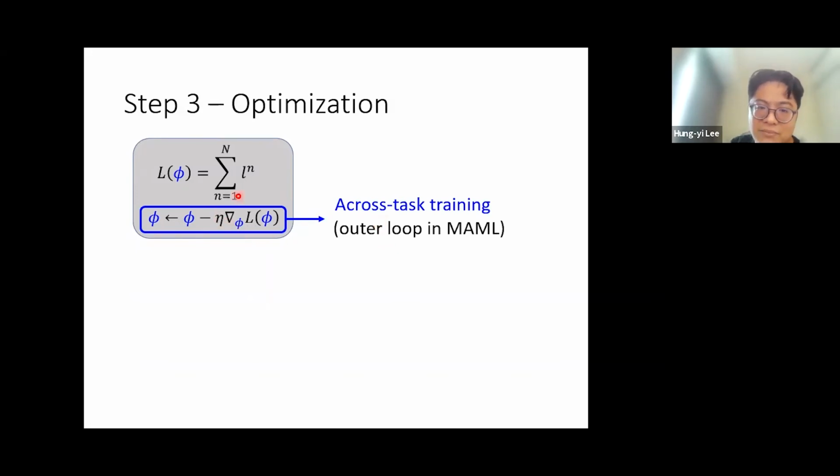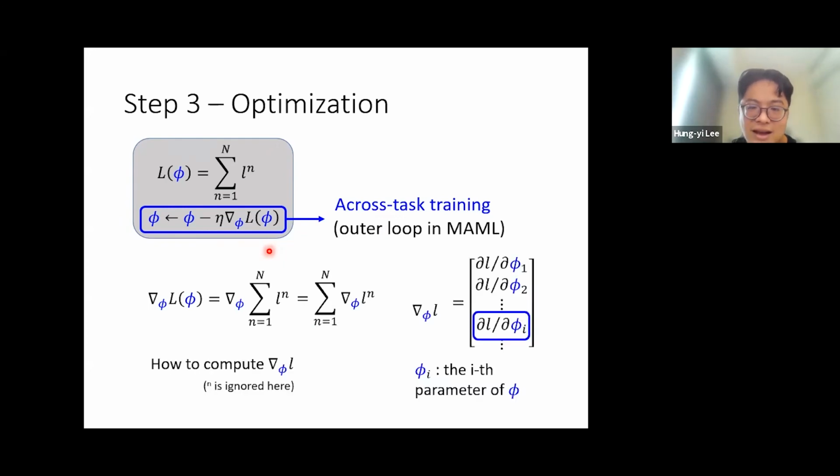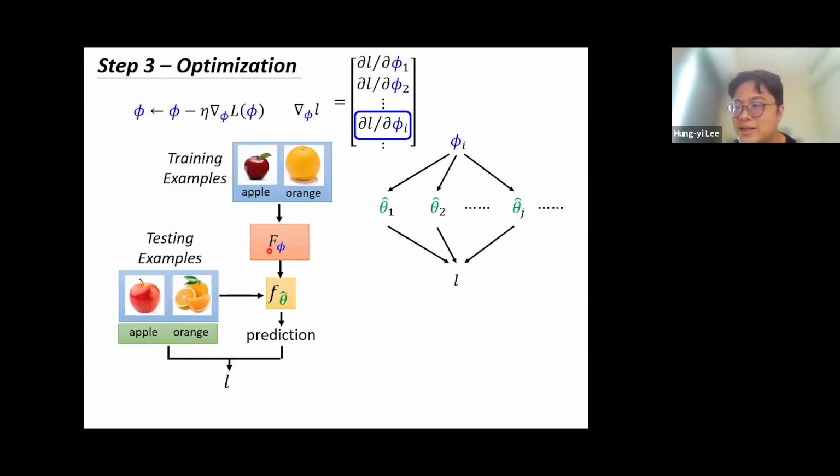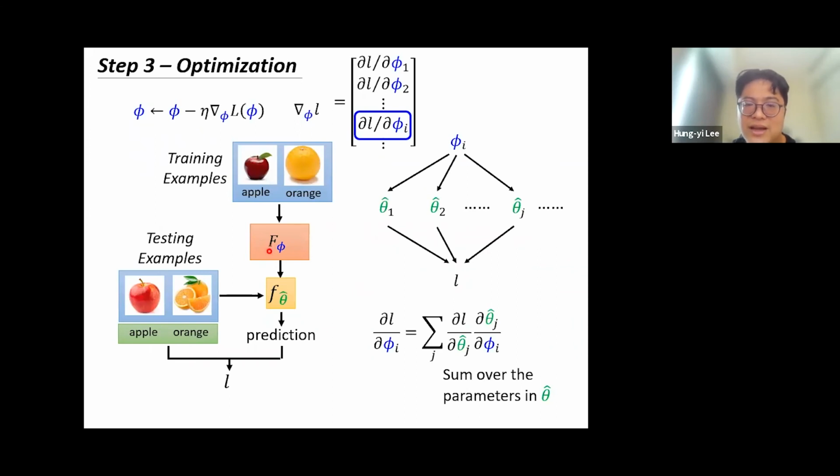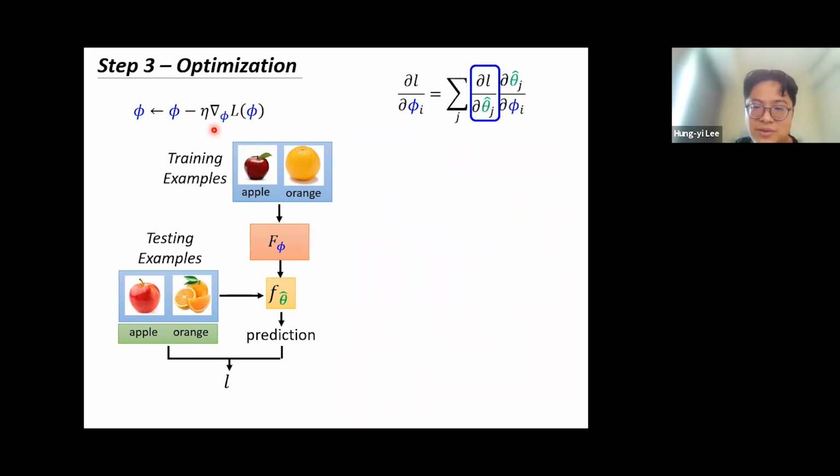This process is the outer loop in MAML, or the across-task training. To compute this capital L can be very tricky and very computationally intensive. I'm not going to go through all the detail here due to time limitation, but you can imagine that it's not easy to compute this term. Even though capital L is differentiable with respect to phi, computing this term is very computationally intensive. Theoretically it is computable, but considering the computational issue, it is probably intractable.